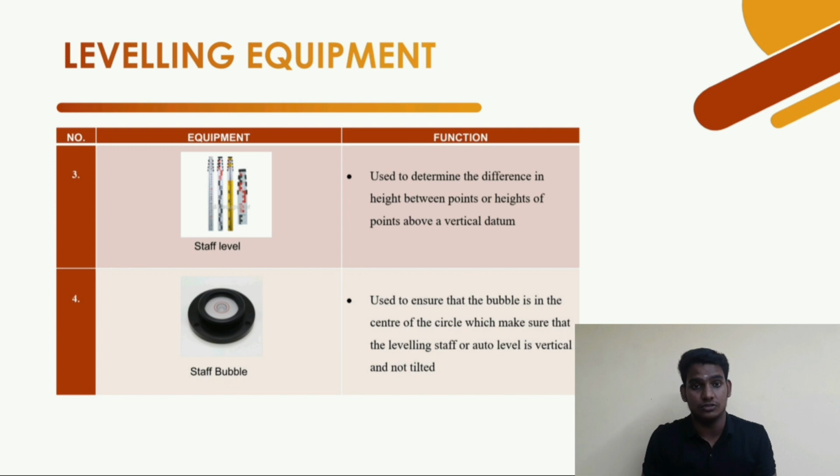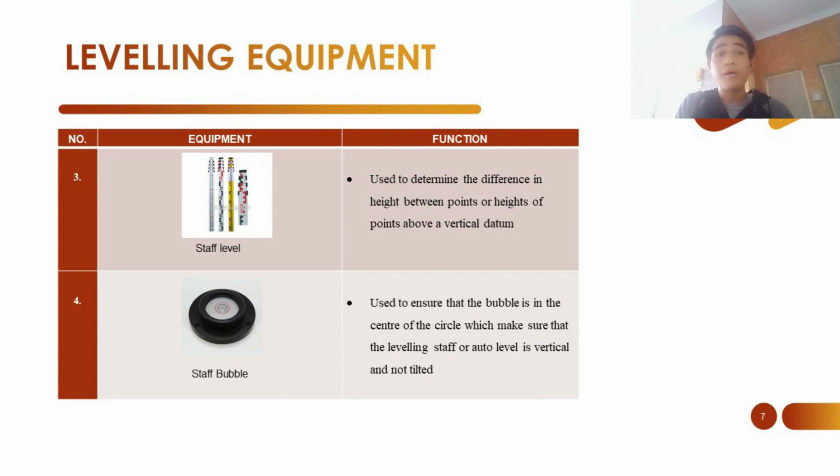The third leveling equipment that I am going to explain is the staff level. A staff level, also known as a leveling rod, is a graduated wooden or aluminium rod used in conjunction with a leveling instrument to determine the difference in height between points or height of points above the vertical datum. And the last one is the bubble staff. It is to ensure that the bubble is in the center of the circle, which makes sure that the leveling staff or auto level is vertical and not tilted.